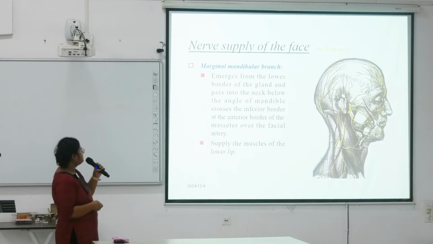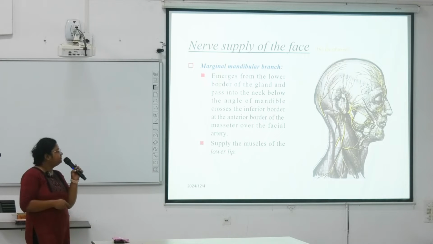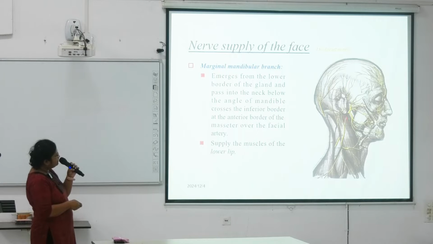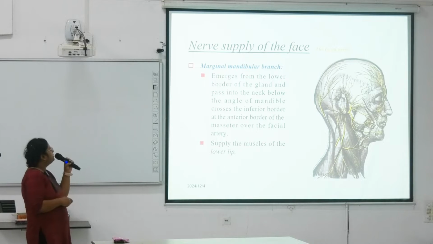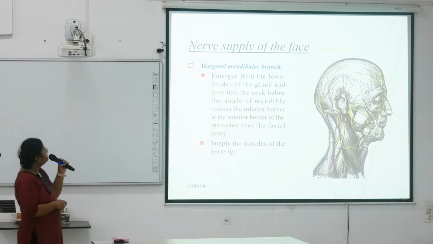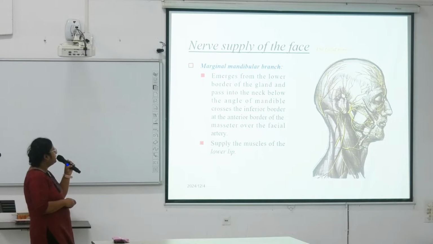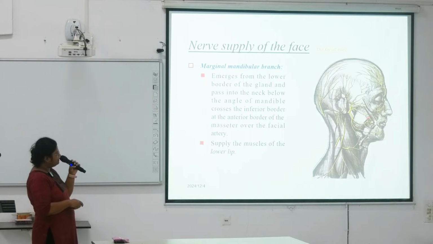Next is marginal mandibular nerve. Okay, here in this region, this is buccal nerve, and this is the marginal mandibular, and here is the cervical. So marginal mandibular emerges from the lower border of the parotid gland, passes into the neck below the angle of the mandible, crosses the inferior border of the mandible at the anterior border of the masseter muscle over the facial artery. Here, this is masseter muscle.